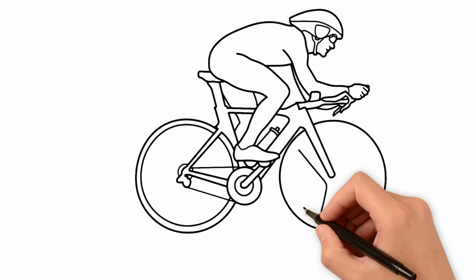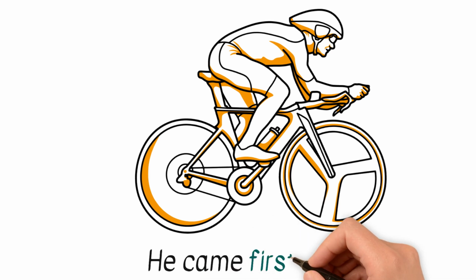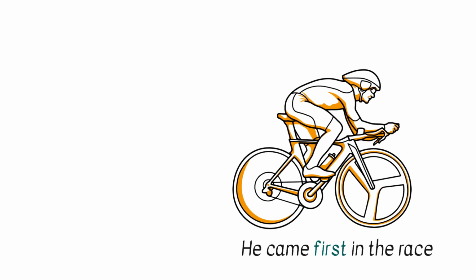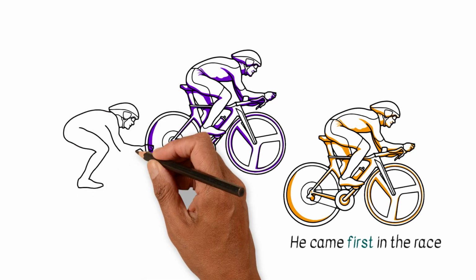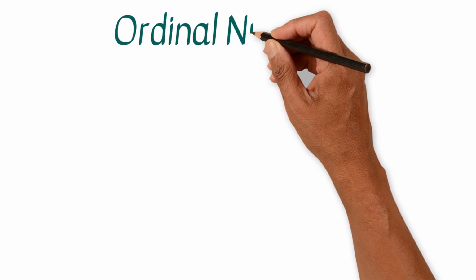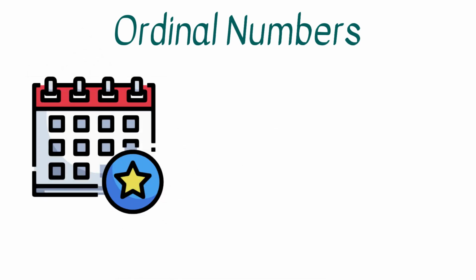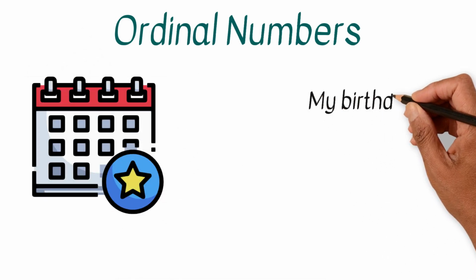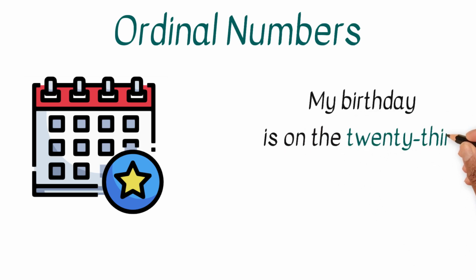Here's an example. He came first in the race. He is first, and there are others after him, but no one before him. We also use ordinal numbers for dates. Here's an example. My birthday is on the 23rd of May.